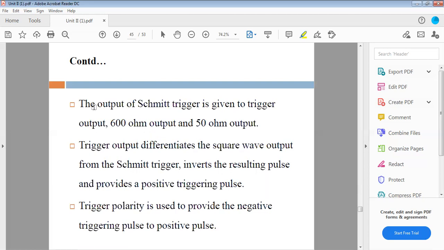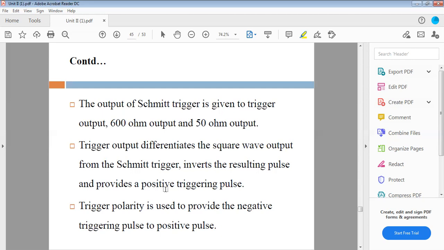For last, coming to the output section of the pulse and square wave generator, the output of the Schmitt trigger will be given either to the trigger circuit, or 600 ohm output, or 50 ohm output. When it is given to the trigger output, the trigger output differentiates the square wave output from the Schmitt trigger and inverts the resulting pulse and provides a positive triggering pulse.